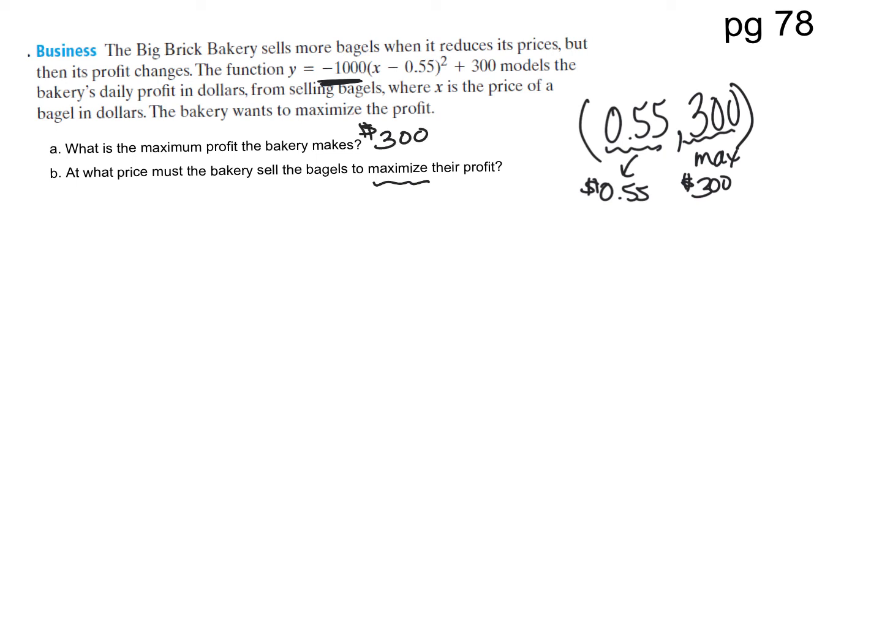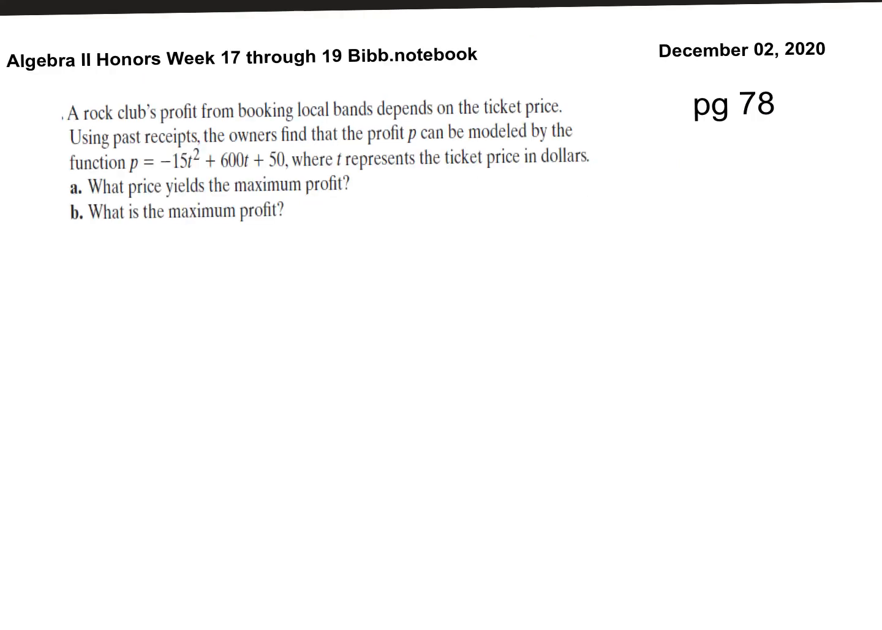At what price must the bakery sell the bagels to maximize their profit? Well, that would be 55 cents. And that's the answer to that second one. So that really wasn't that difficult at all when it's already given in vertex form. The next one is not given in vertex form.